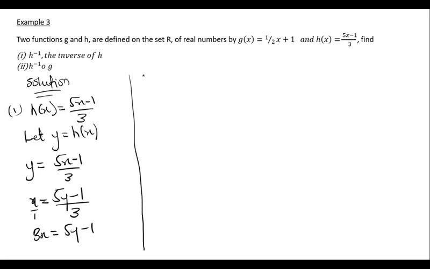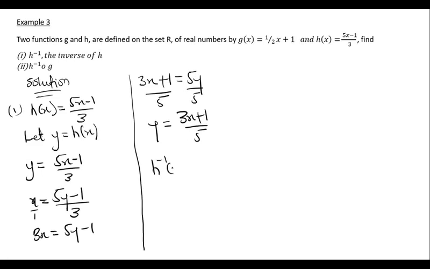So if we have 3x, we bring 1 to the other side of the equal sign, it becomes positive 1, is equal to 5y. So we divide both sides by 5, then we get our y to be 3x plus 1 divided by 5. So it means our h inverse of x is equal to 3x plus 1 divided by 5.